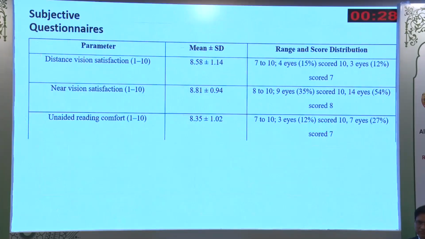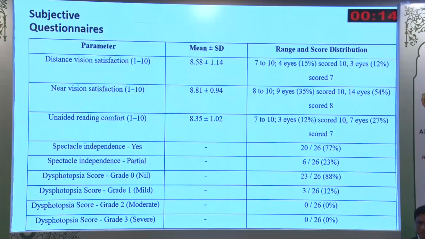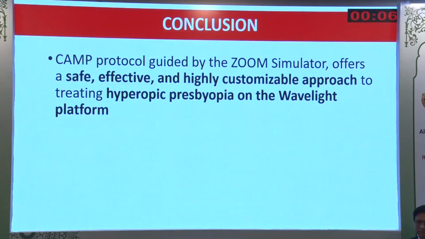Subjective questionnaire for distance satisfaction, near satisfaction, and unaided reading comfort was on a Likert scale from 0 to 10. All these values were around 8.5. 77% of patients said that they had spectacle independence, whereas 23% said they were partially spectacle independent. And for dysphotopsia score, 88% of patients said that they had zero dysphotopsia, whereas 12% said that they had mild dysphotopsia.